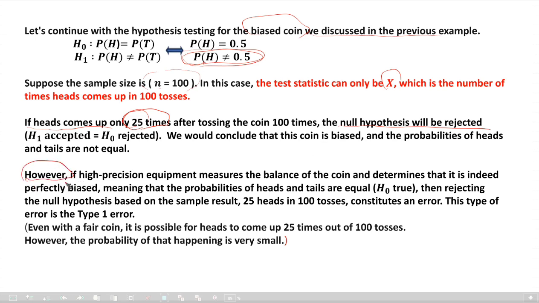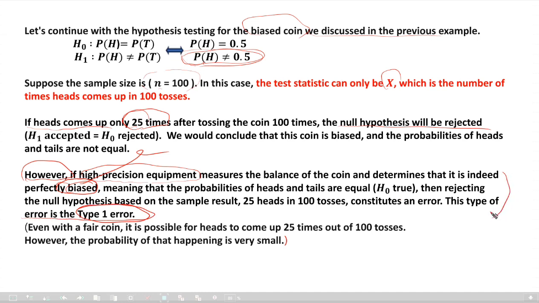However, if highly precise equipment measures the balance of a coin and determines that it is perfect, a very fair coin, meaning that the probabilities of heads and tails are equal, then rejecting the null hypothesis based on the sample result, 25 heads in 100 tosses, constitutes an error. This type of error is called type 1 error.